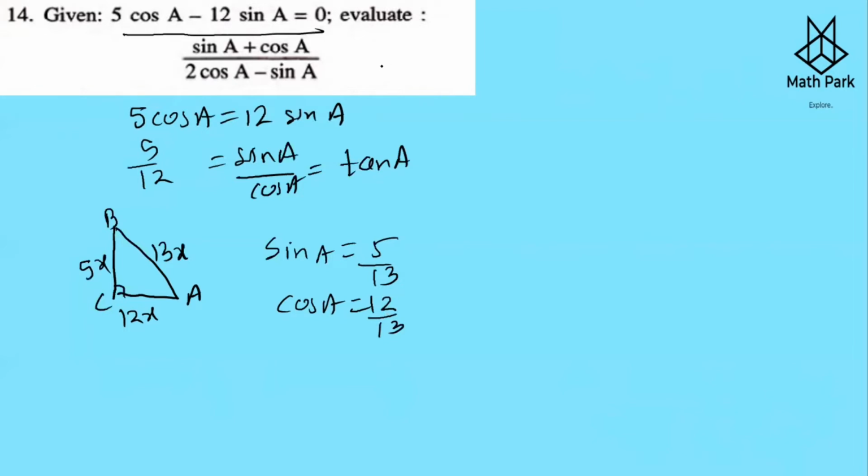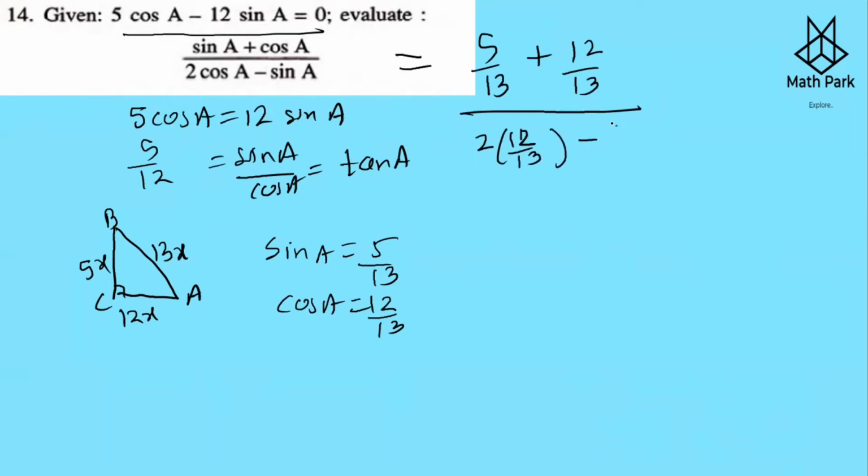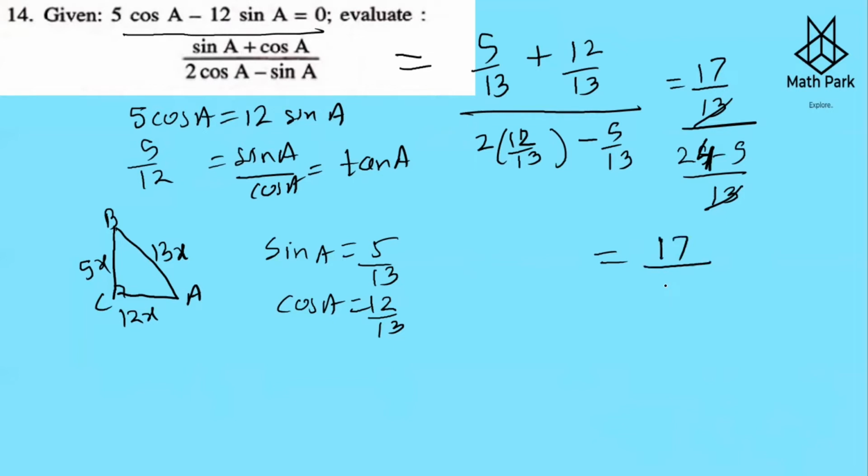Now let us find the value of the expression. So put the values over here. So we have sin A, 5 upon 13, plus cos A, 12 upon 13, upon 2 cos A, that is 2 times 12 by 13, minus sin A, that is minus 5 upon 13. So 5 plus 12 is 17 upon 13, upon 24 minus 5 upon 13. This 13 and 13 got cancelled. We get 24 minus 5 is 19. So this is how we got the value of sin A plus cos A upon 2 cos A minus sin A as 17 upon 19.